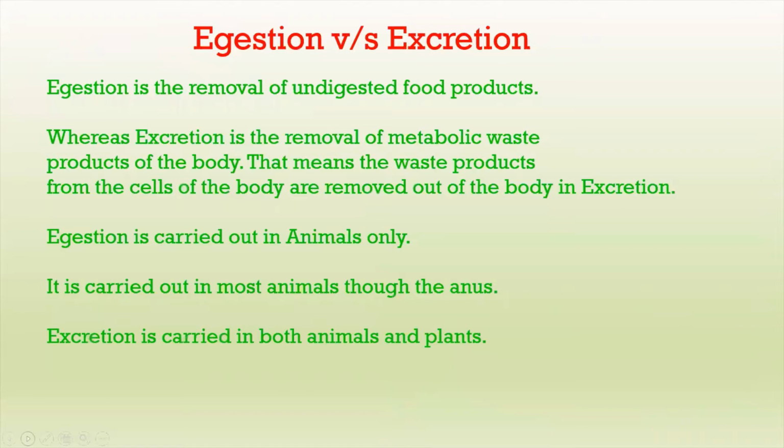Let us learn about excretion. But before that, you need to know about the differences between excretion and egestion. Egestion is the removal of undigested food products from the body, whereas excretion is the removal of metabolic waste products of the body. That means the waste products from the cells of the body are removed out of the body in excretion. Egestion is carried out in animals only. It is carried out in most animals through the anus. Excretion is carried out in both animals and plants.